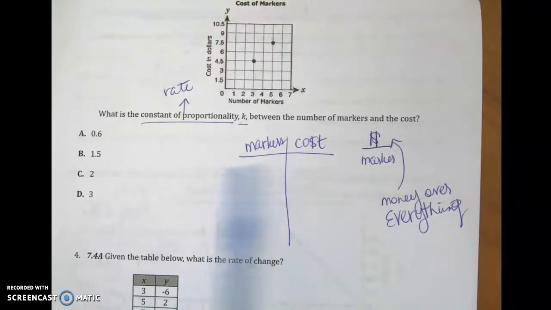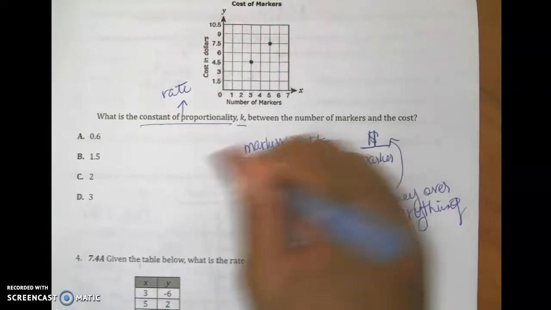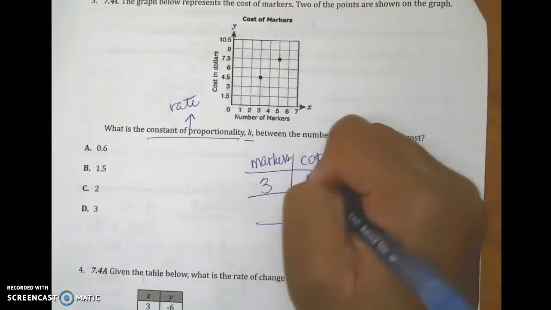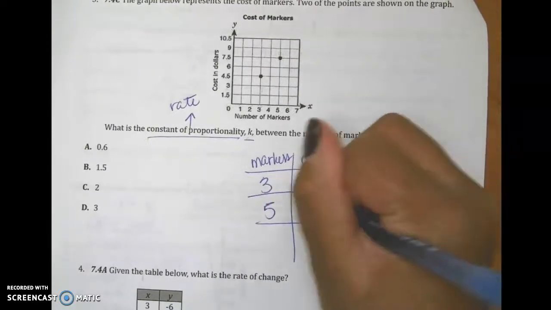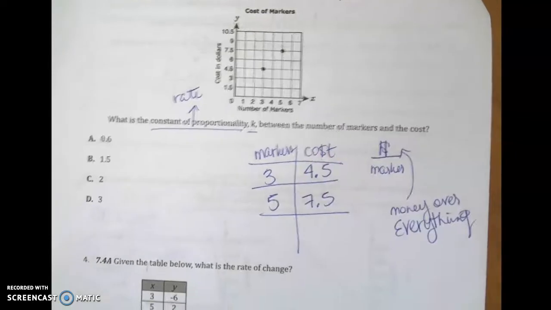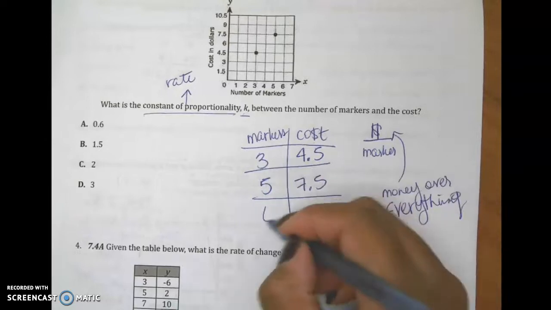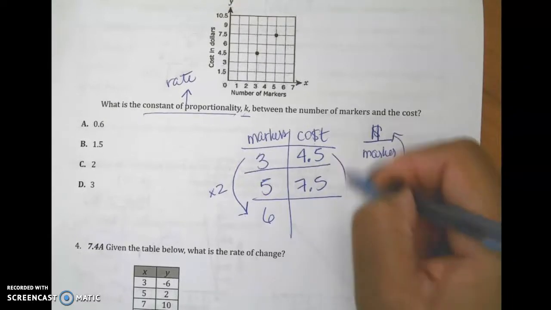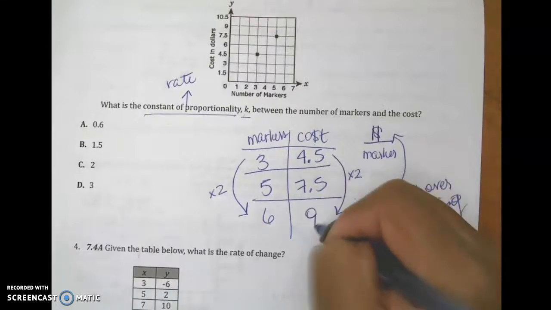Okay? But when we're making a table, we figure out how many we're buying before we figure out how much we pay. So make a table with your 2 points. 3 markers cost $4.50. 5 markers cost $7.50. Another thing that I noticed is that I can manipulate my table to do whatever I want it to do, just like I just did on that previous problem. So what if I want 6 markers? How do I get from 3 to 6? Times 2, and then whatever I do to the left, I have to do to the right. So times 2 again. 4.5 times 2 is 9.